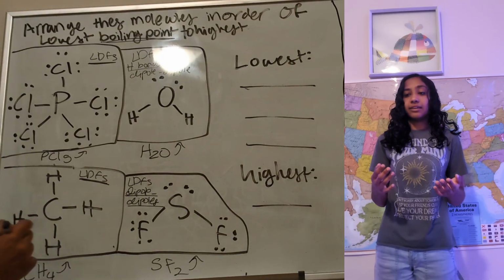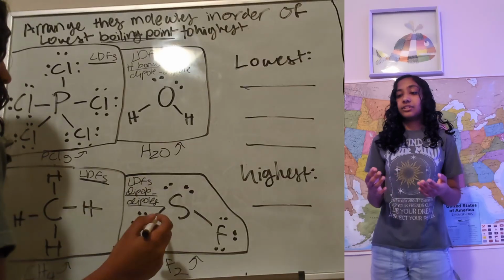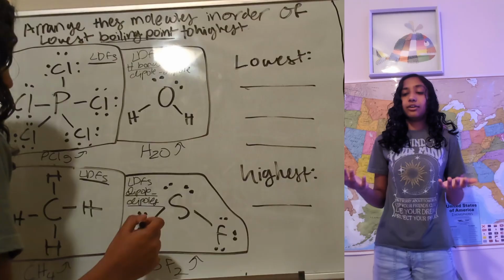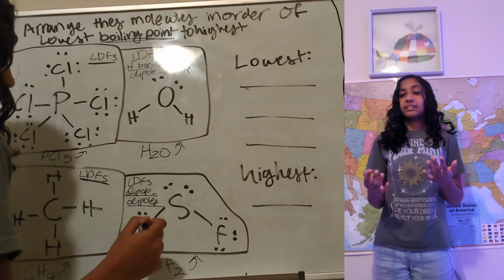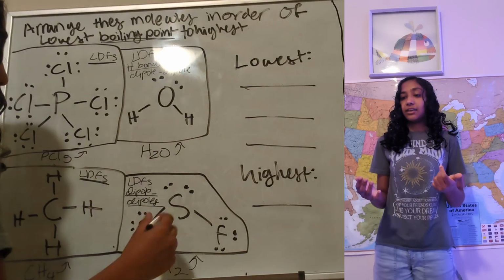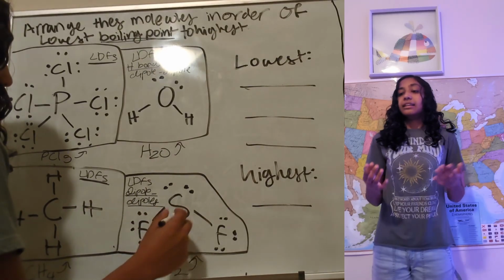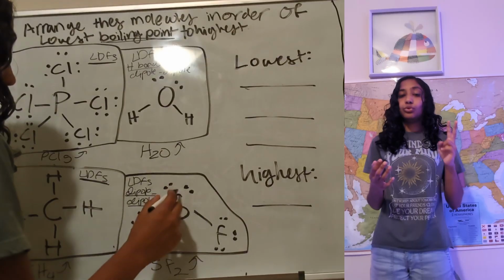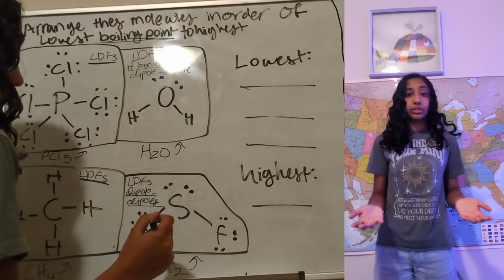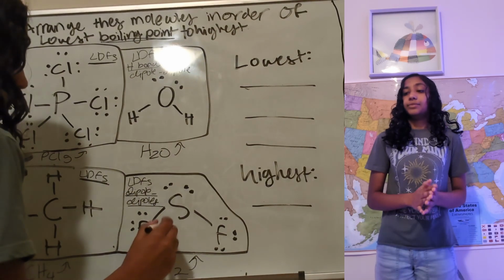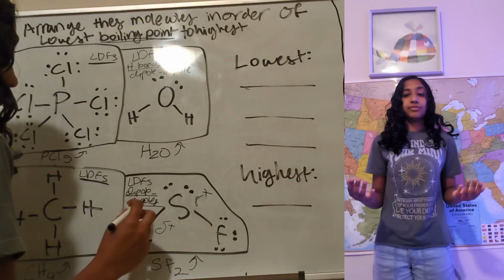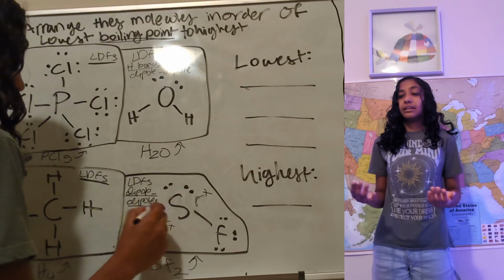Finally, let's look at SF2. It has LDFs since it's a covalent molecule, and while there is a fluorine, there's no hydrogen bonded to it, so it doesn't have hydrogen bonding. And while the polar bonds between S and F do cancel each other out, the central sulfur atom has two lone pairs on it, making it partially negative and making the rest of the molecule partially positive. These partial charges mean that in addition to LDFs, SF2 has dipole-dipole forces.